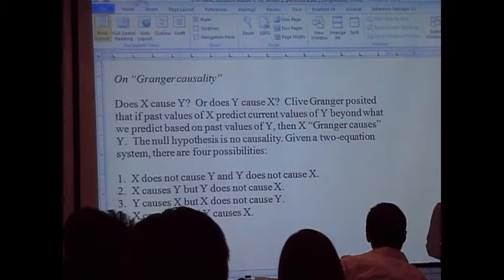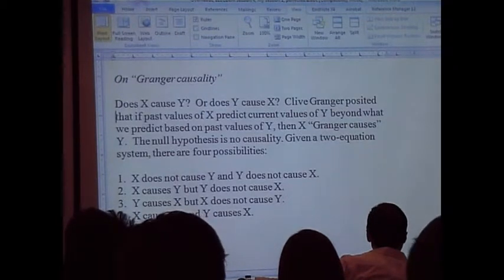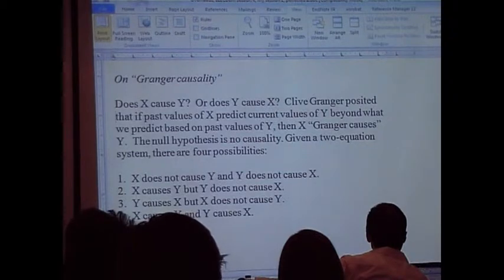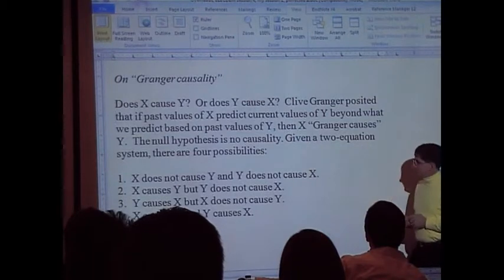Remember we talked about lags being a really useful thing, right? If lag x causes current y and lag y does not cause current x, well then it makes you think that x is causing y, right? Not the other way around. That was the kind of thinking that led Clive Granger to develop this test of Granger causality. Very, very simple. Null hypothesis, no causality.